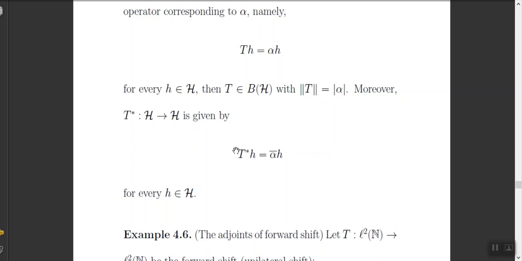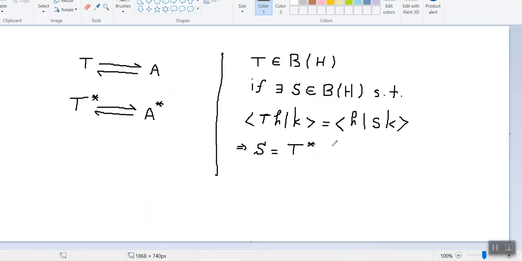It means if you want to find the formula of T star, okay, you have to show that this characterization, this equation, is satisfied.